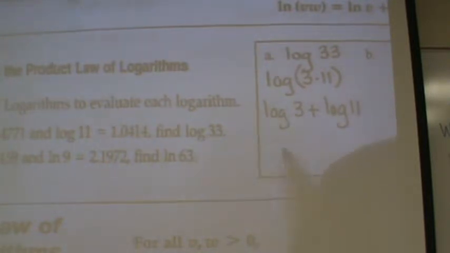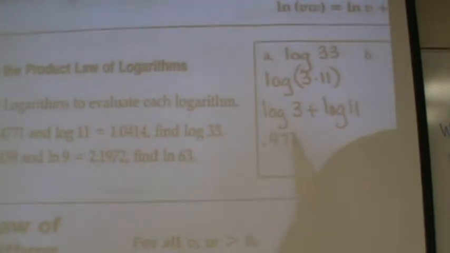The log of 3 is 0.4771, and the log of 11 is 1.0414. Adding them up, you get 1.5185. Easy?